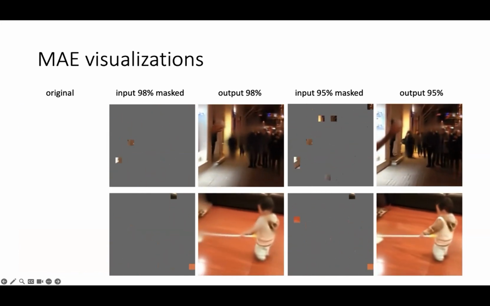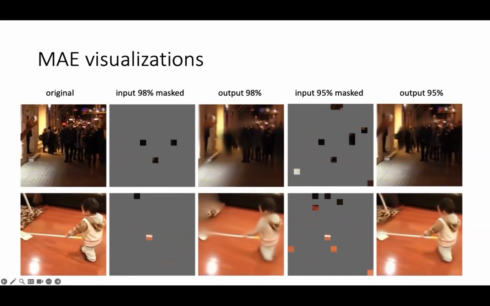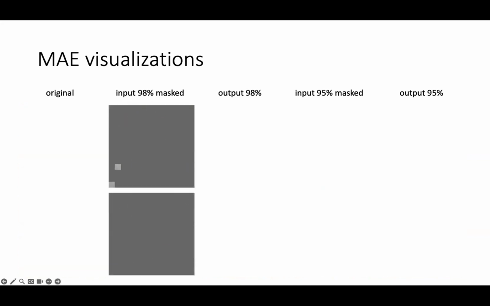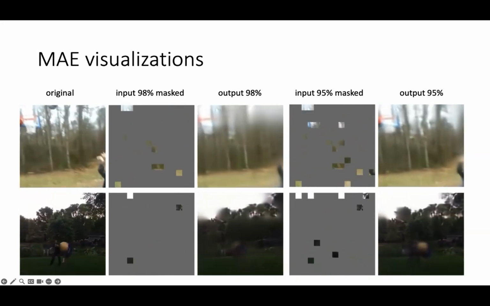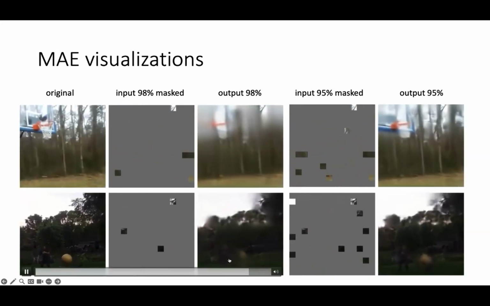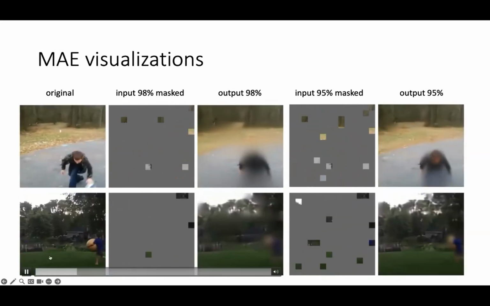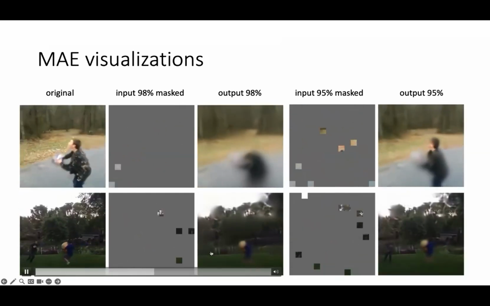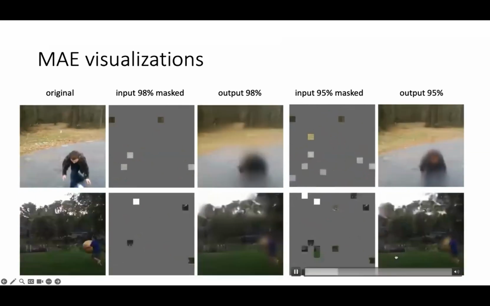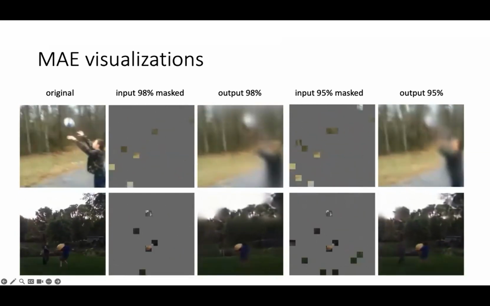Here's one more example. One more here, for example, you can see that the model is not seeing this person here. It's shown on the left side here. So it's not reconstructing it in this case. And here it is showing it. So if the model doesn't see something, obviously it cannot guess that something is happening there.